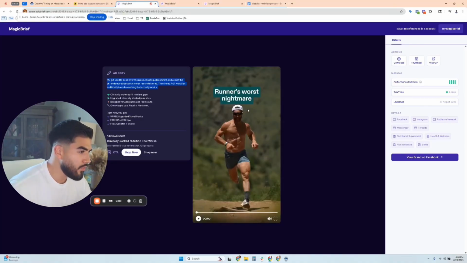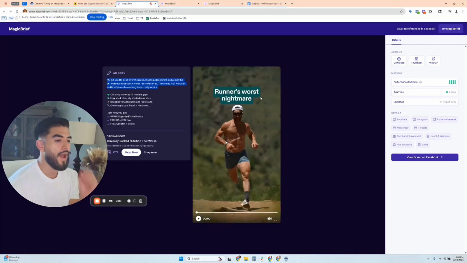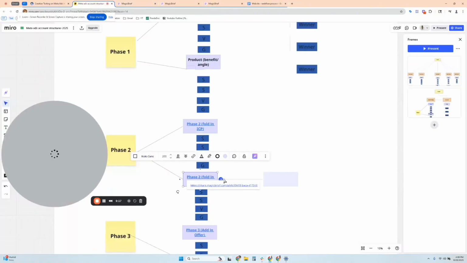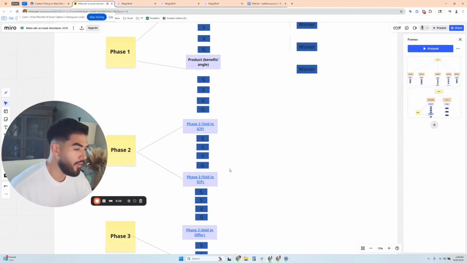So it obviously has someone running. It has this overlay text, and then the actual script of the ad starts out with this: running while bloating is the worst feeling ever. And so they talk about the benefit that this product can help with bloating. So that's another benefit folded in with a specific customer profile, which is running.